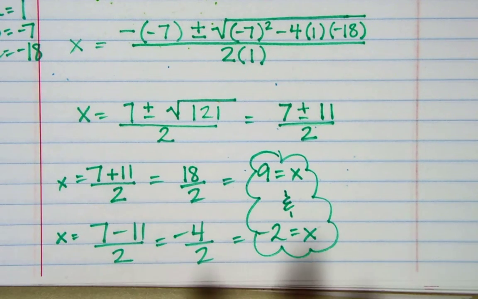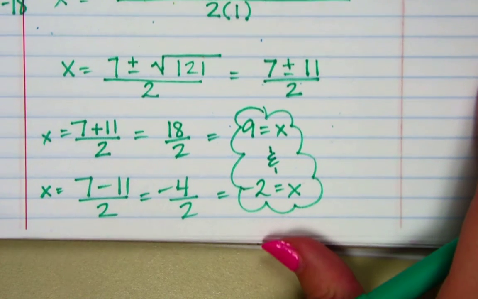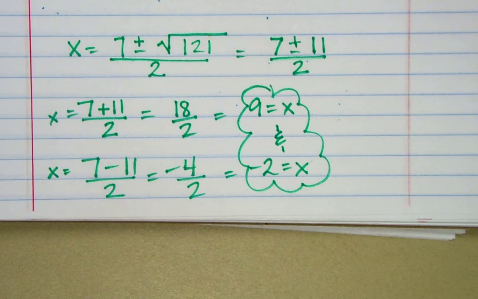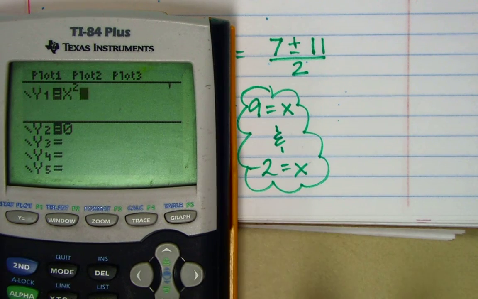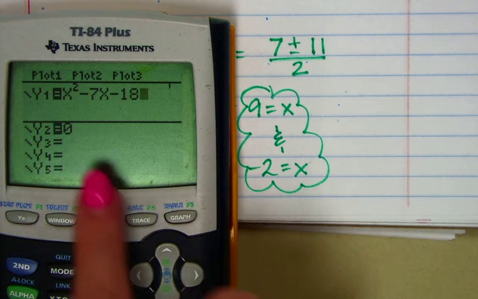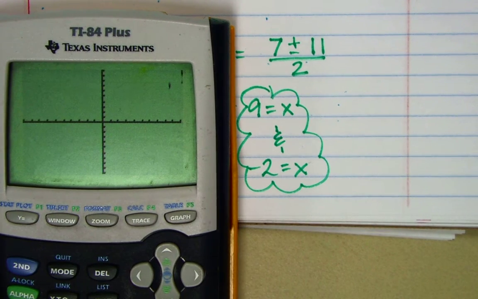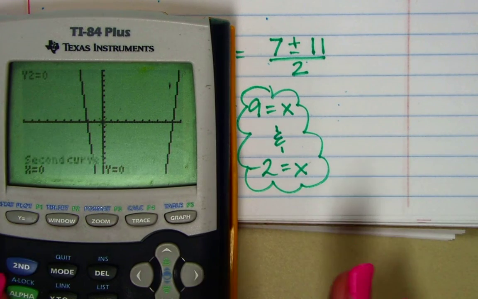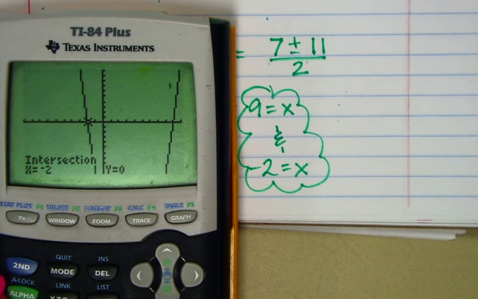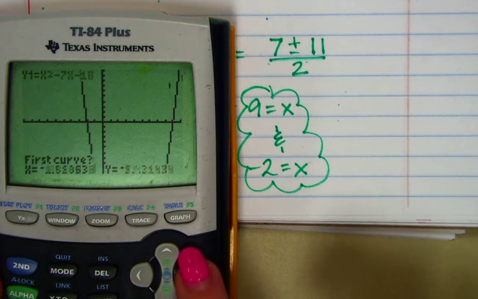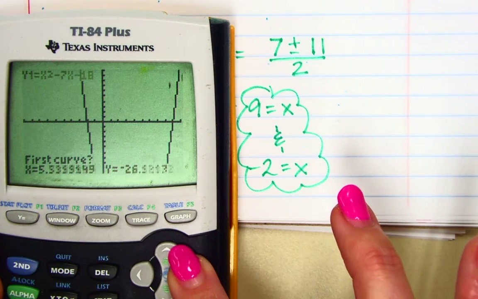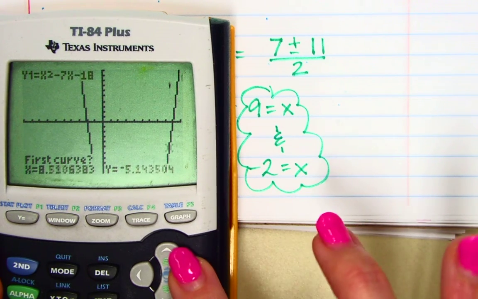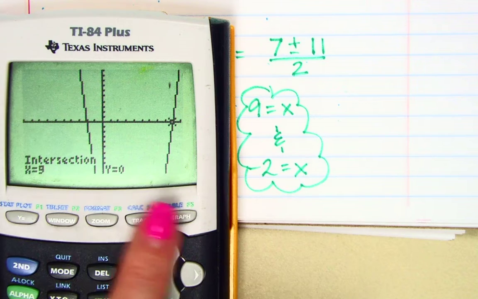Now, we already learned an easy way to find solutions like this one. If they're whole numbers, we learned an easy way to put it in the calculator. X squared minus 7x minus 18. Put a 0 in y2, and then I can graph it and do second trace 5. I see negative 2 is one of my answers. And if I move it over to the other side, there it is. And 9.